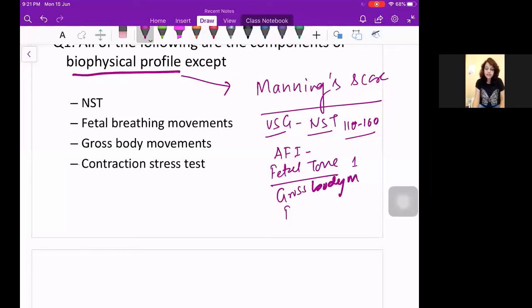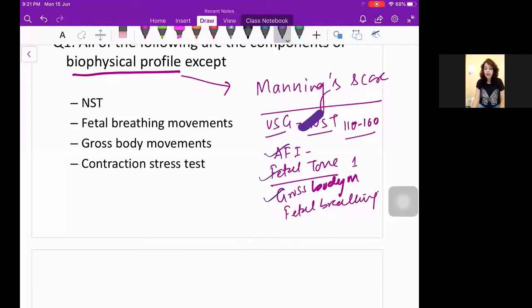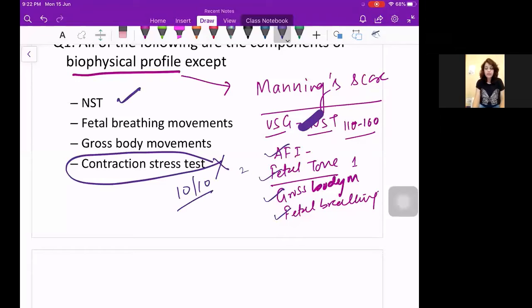Then another one is the fetal breathing movements. So there are five parameters: non-stress test, amniotic fluid, fetal tone, gross body movement, and fetal breathing movements. To each parameter, the score given is 2. So the normal score is 10 by 10, which means the fetus is all right. So contraction stress test is not included in the biophysical profile. NST is included, fetal breathing movements, gross body movements, fetal tone and amniotic fluid.